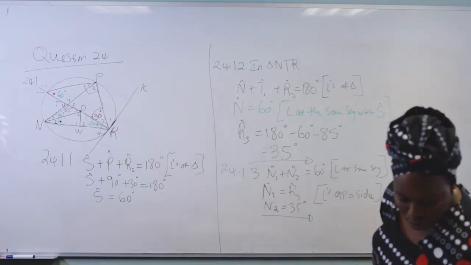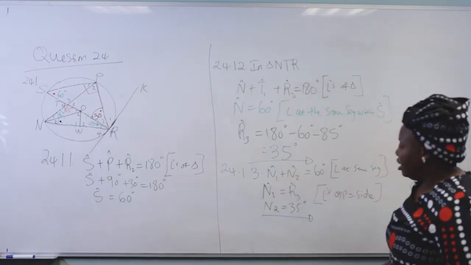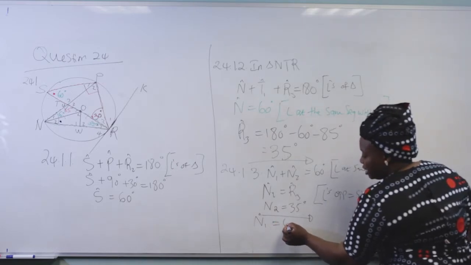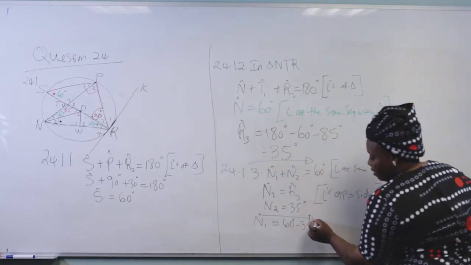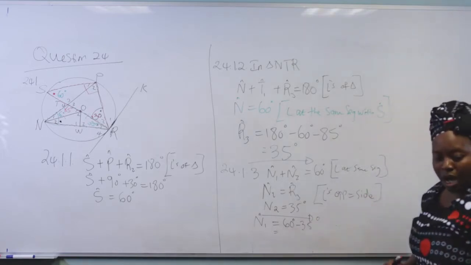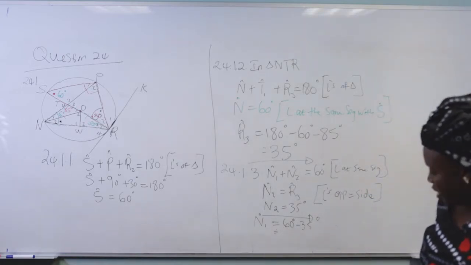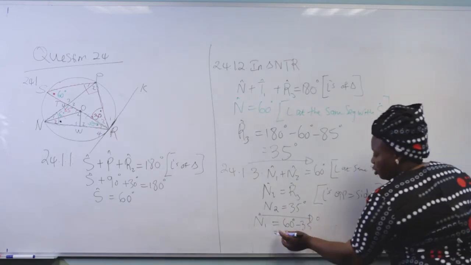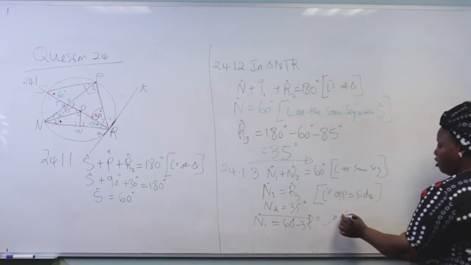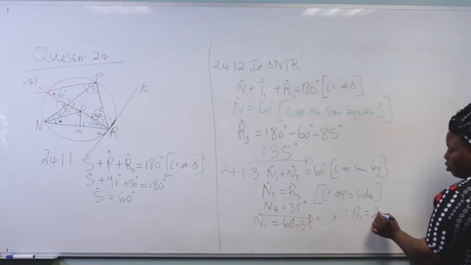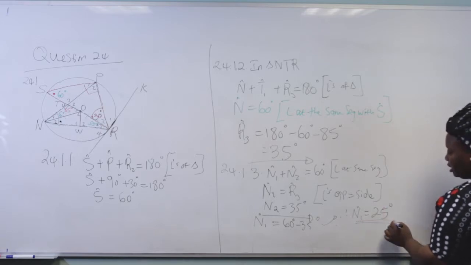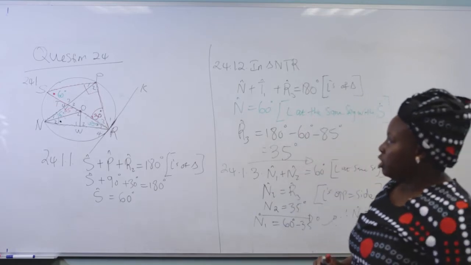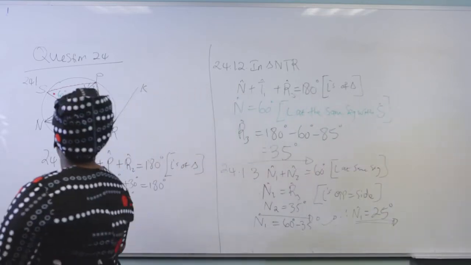I think we're finding N1. N2 is 35, but N1 needs to be found. So this is N1 plus 35 equals 60, so N1 equals 60 minus 35, which gives us 25. Therefore, N1 equals 25 degrees. And in that way, you have answered that question. So it's a focused question that you can get either way, finding it correctly.